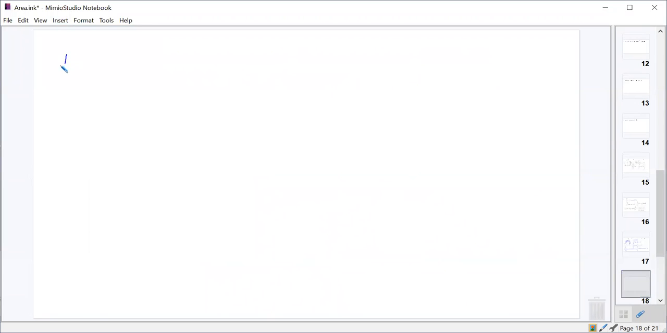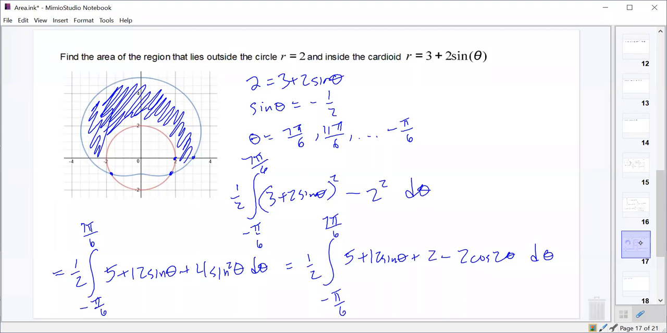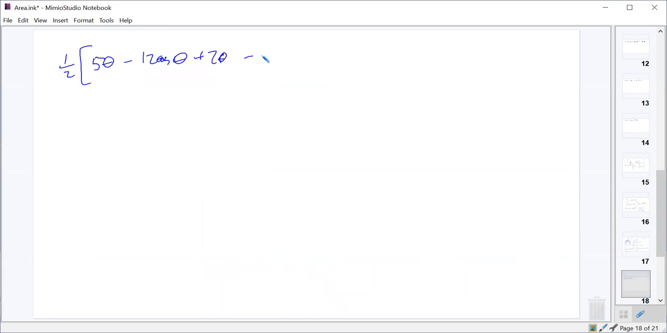So we should end up with 1/2, and then we should have 5 theta, and then minus 12 cosine theta, and then plus 2 theta. And then what was the last one? Minus 2 cosine 2 theta, so that should just become a minus sine 2 theta. Everybody good with that?